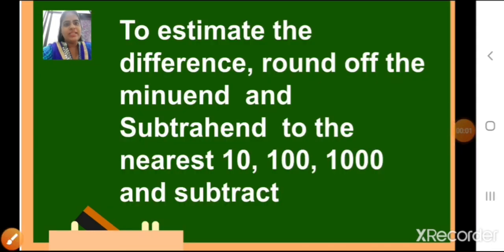To estimate the difference, we have to round off the minuend and subtrahend to the nearest 10, 100 and 1000, and then we have to subtract. So first, whatever number is given, the minuend and the subtrahend, we have to round off the number to its nearest 10, 100 or 1000, and then we have to subtract. With this we will get the estimated value.